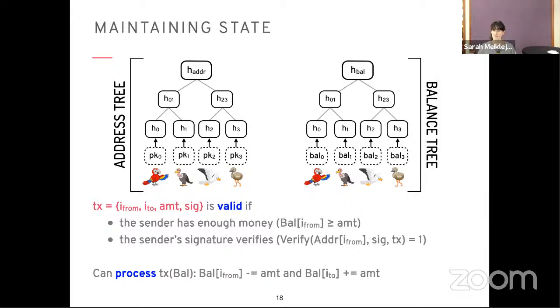And then in terms of processing transactions, in terms of actually updating the state according to the transactions, that's pretty simple as well. We're just going to subtract the amount being sent from the sender, and add it to the recipient. I hope that's clear. I will just go through a little example just in case.